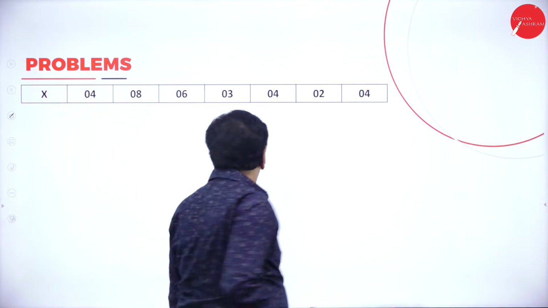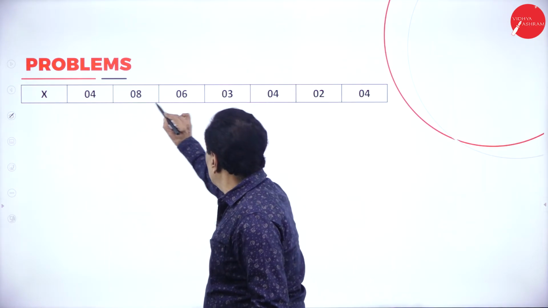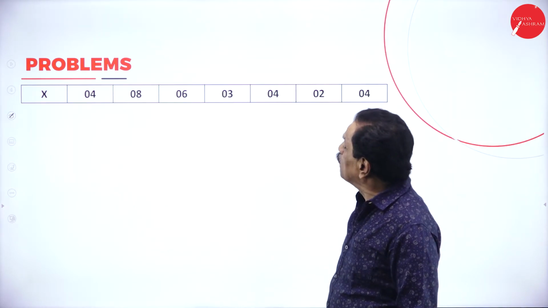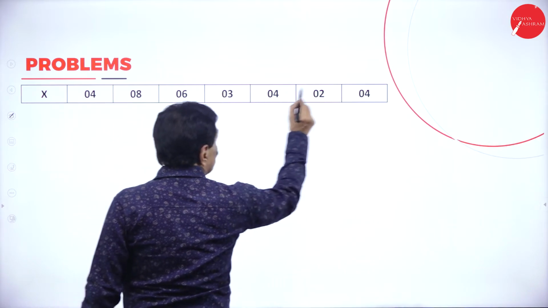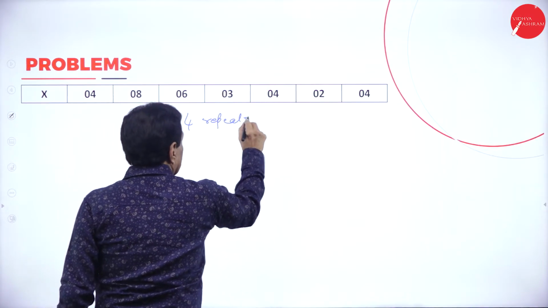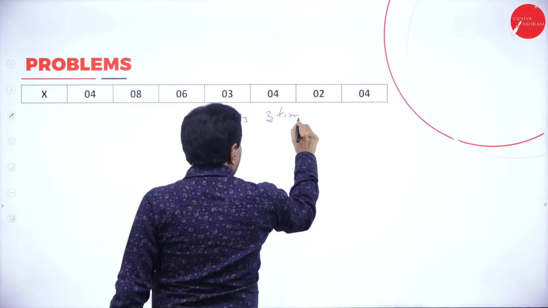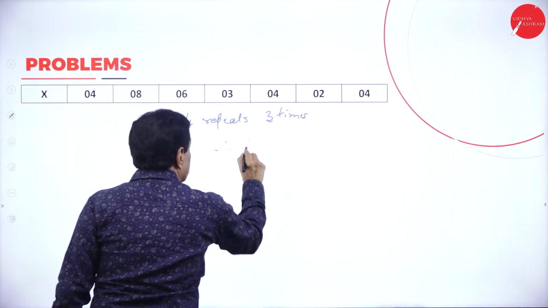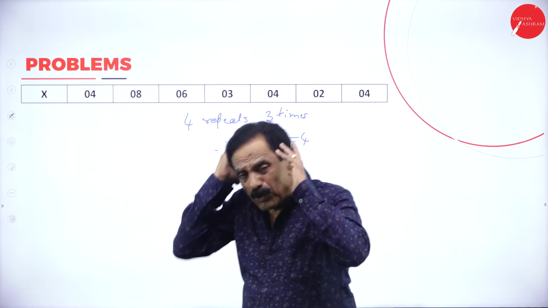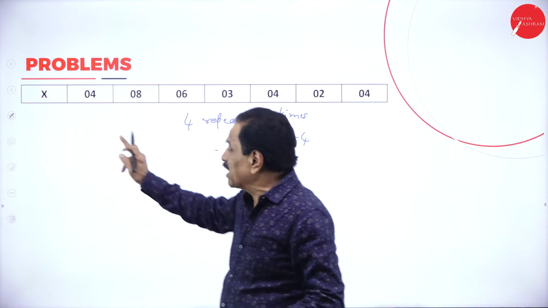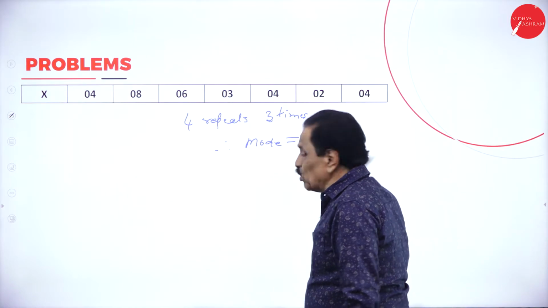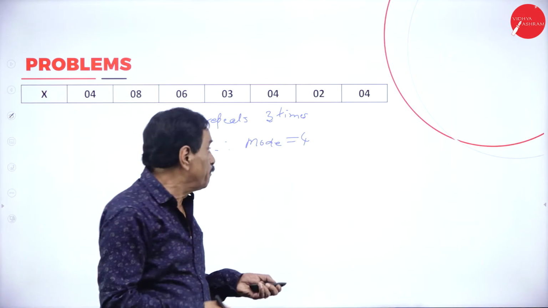If you see an example, your numbers are 4, 8, 6, 3, 4, 2, 4. Which number repeats? 4 repeats. How many times? 1, 2, 3. So 4 repeats 3 times. Therefore, mode is equal to 4. The number which repeats more number of times is called mode. According to this problem, 4 repeats 3 times. Therefore, mode is equal to 4. We'll go to the next one.